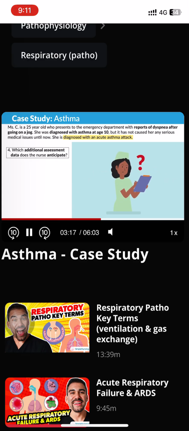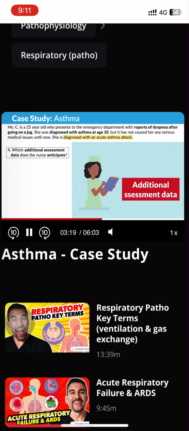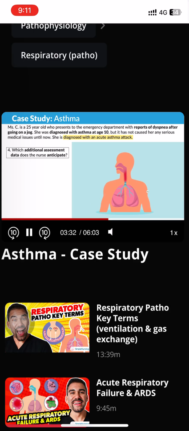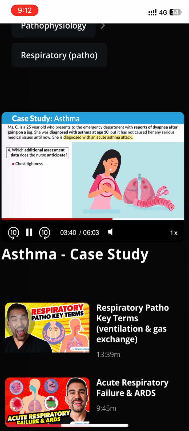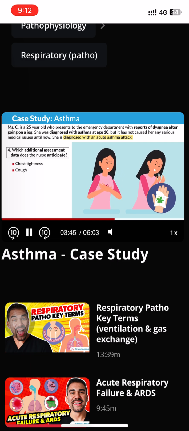Now, question 4, which additional assessment data does the nurse anticipate? Now, the key term, additional assessment data. This means additional signs and symptoms or manifestations. Basically, how will the client present? So remember, think of the patho first. Airway inflammation and mucus production, right? So the correct options: chest tightness from that bronchoconstriction and a cough from that mucus.